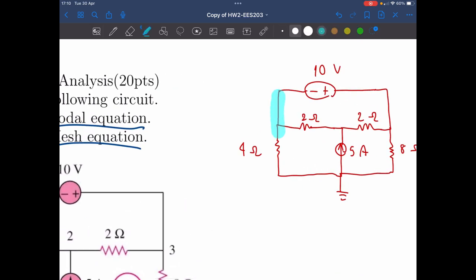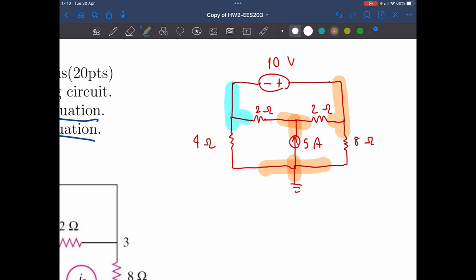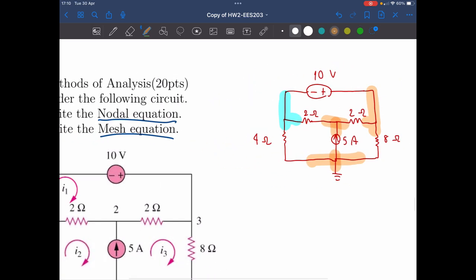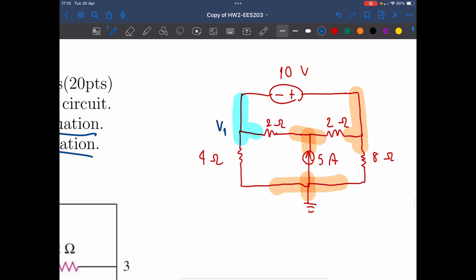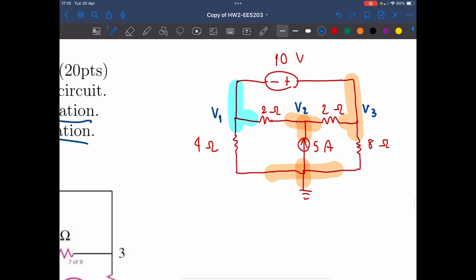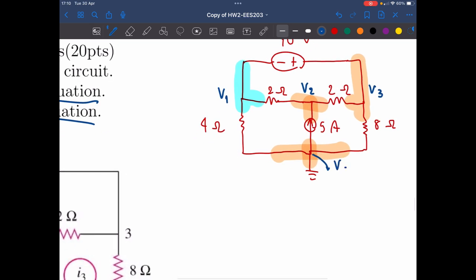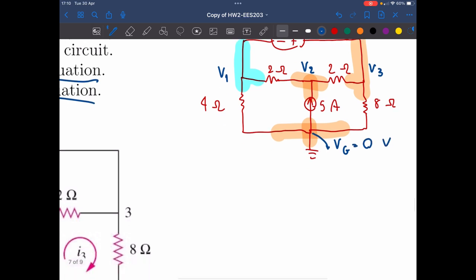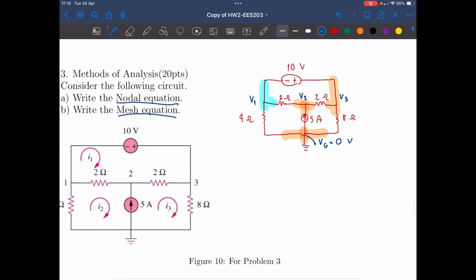Starting with, we need to specify each node, right? We have this node here, the one in the middle, on the right, and the end here. These nodes we can represent as V1, V2, V3, and also this is the ground. As you can see, it's connected to the ground, so the VG is automatically equal to 0 volts.